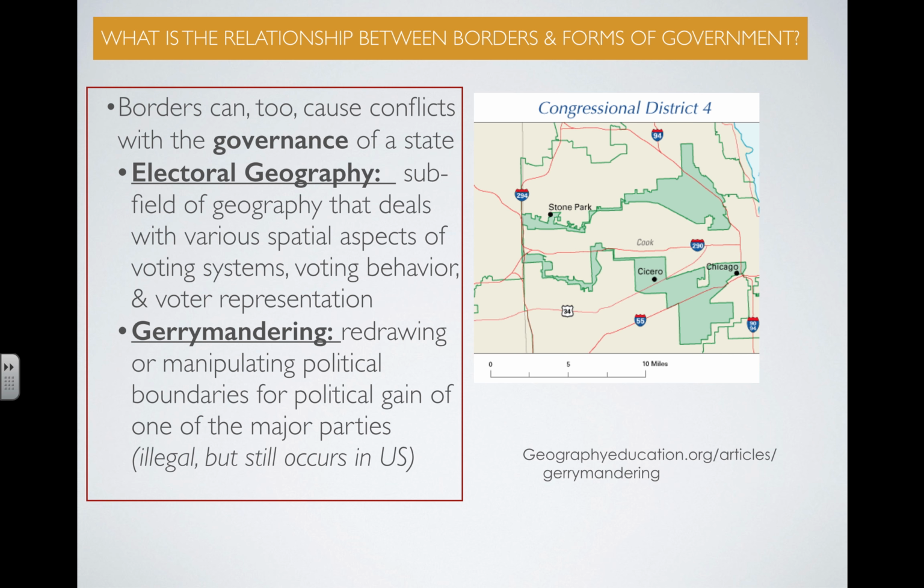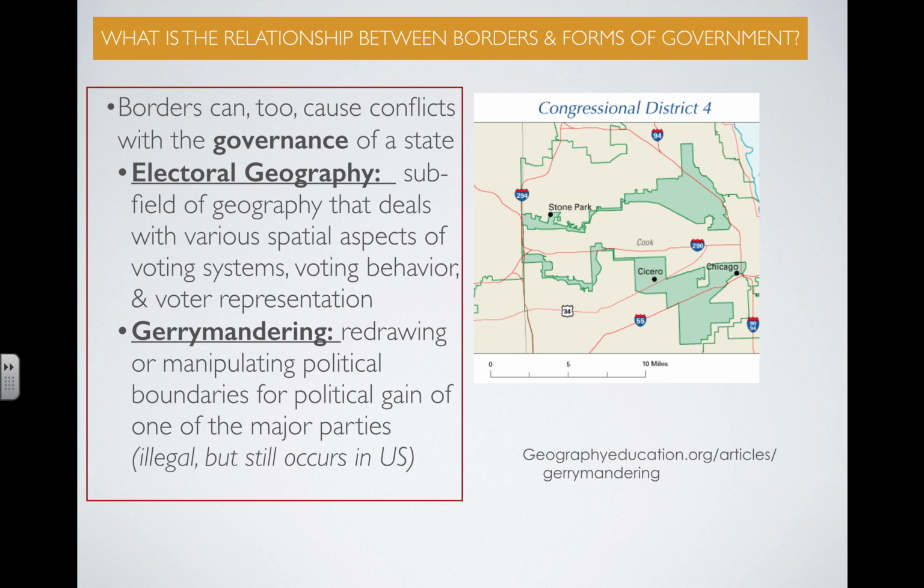Okay. But within a country as well, there's a whole other element of governing: borders within a country. Borders can also cause conflict in the governance, in other words, how the country itself is governed. The primary example of that is within this subfield of political geography called electoral geography. Electoral geography is essentially looking at the way in which boundaries are influencing voting patterns and voter representation. How are we organizing the way people are voting based upon boundaries and borders?